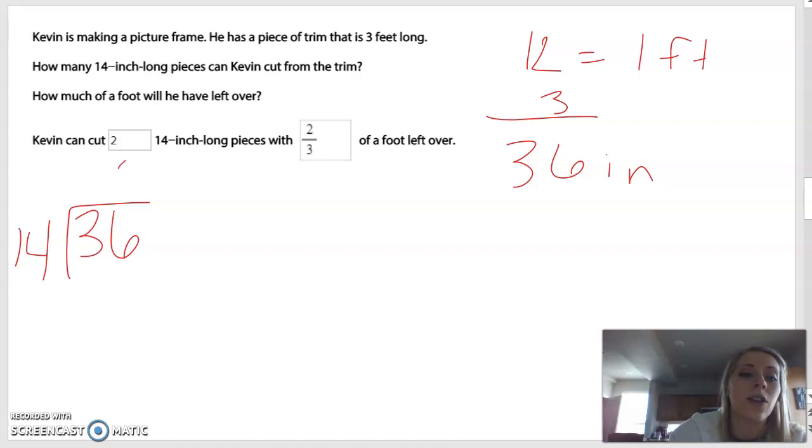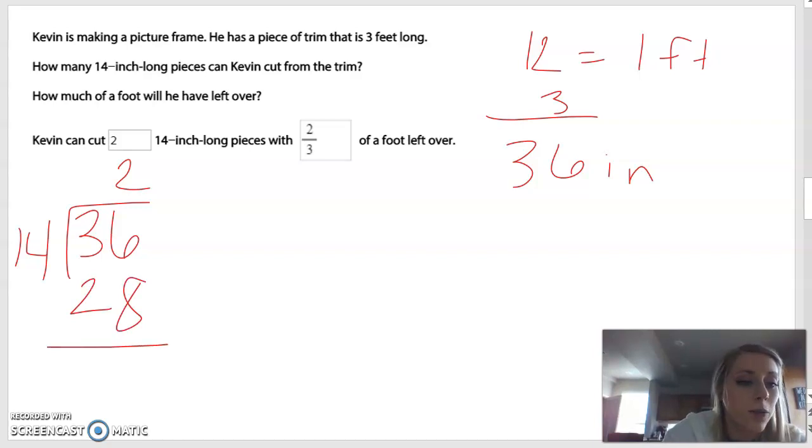So 14 goes into 36 2 times. I know in my head 2 times 14 equals 28 because double 1 is 2, double 4 is 8. Then I do my subtraction, okay? Can't take that, so we have to give the 1 to the 16. That gives us 8/14 left over.